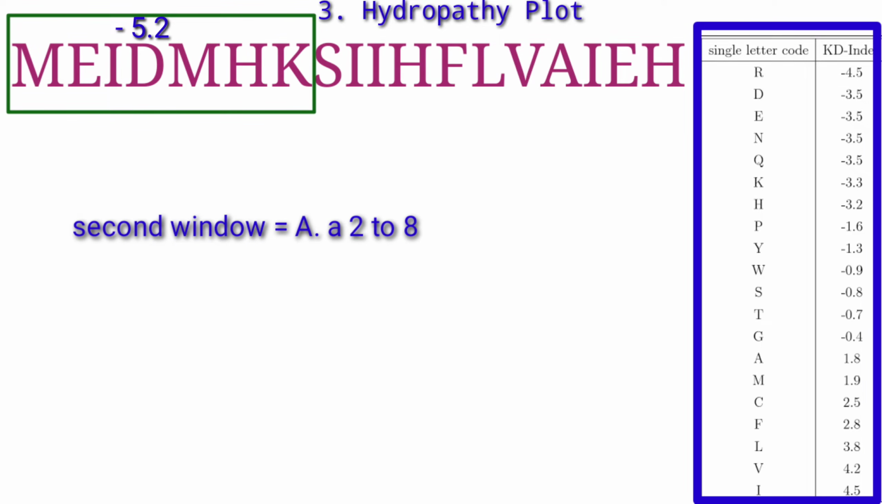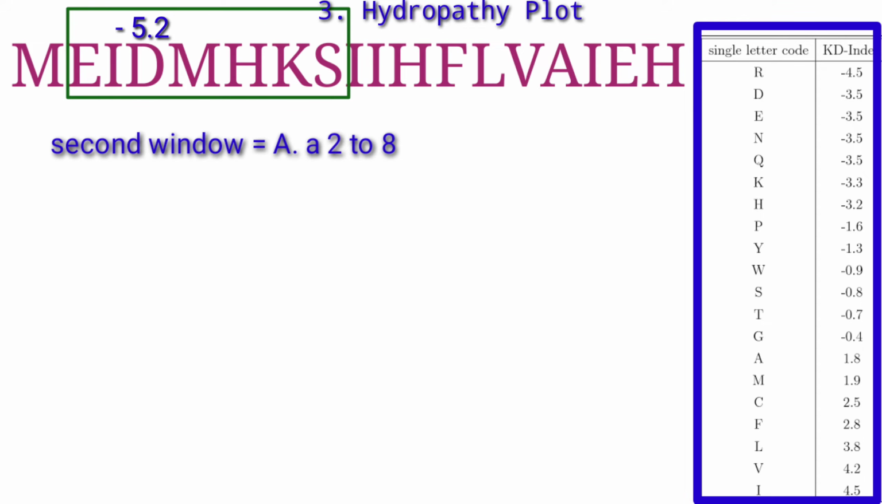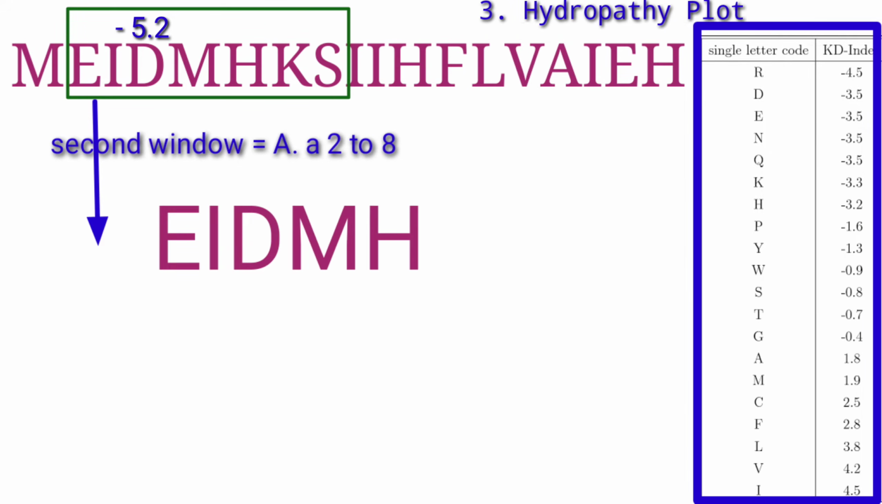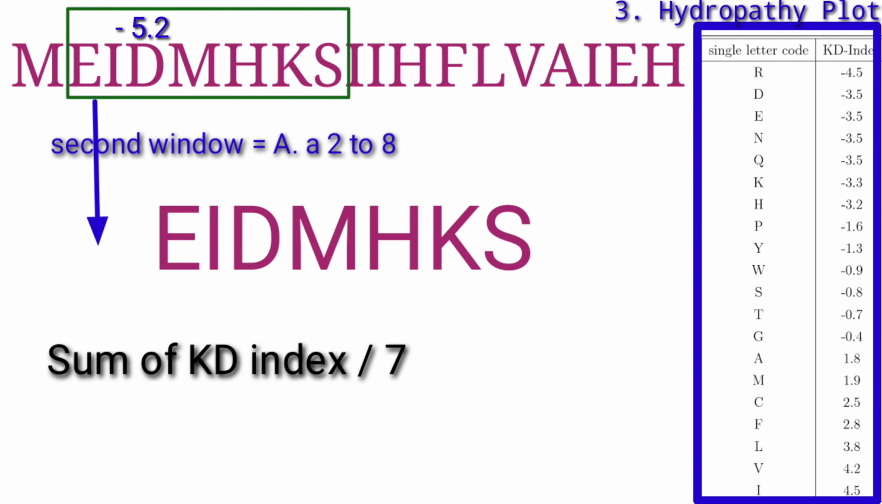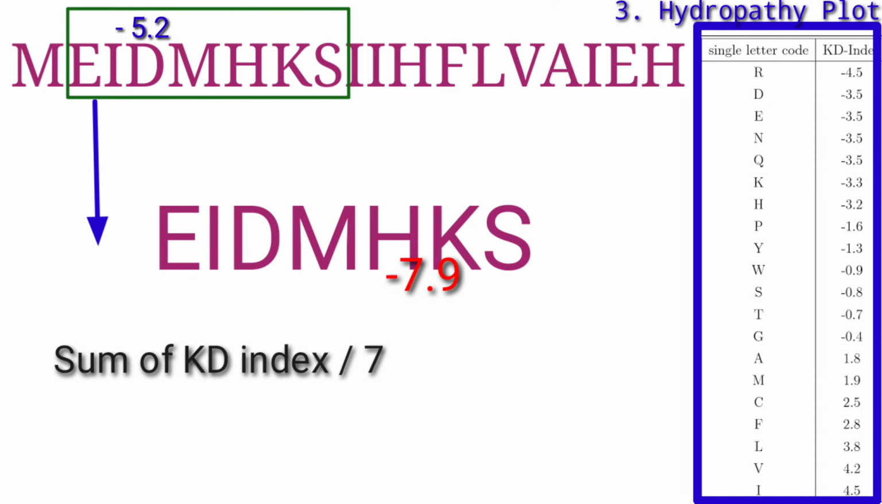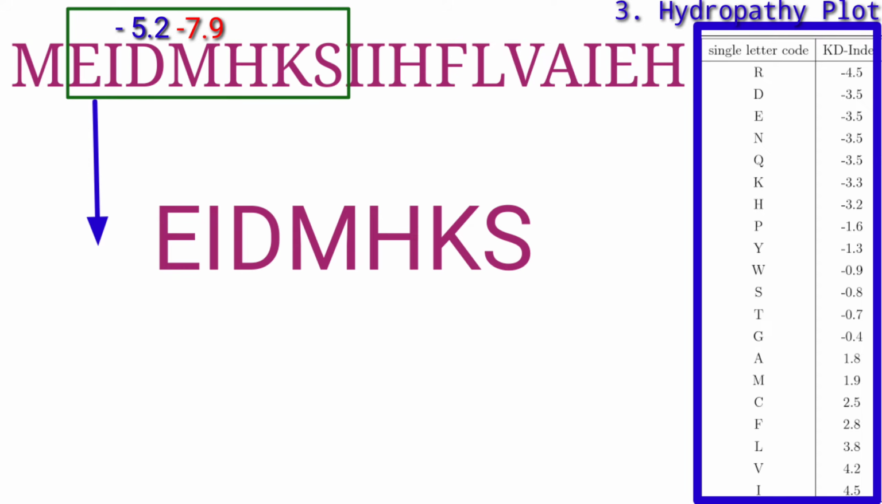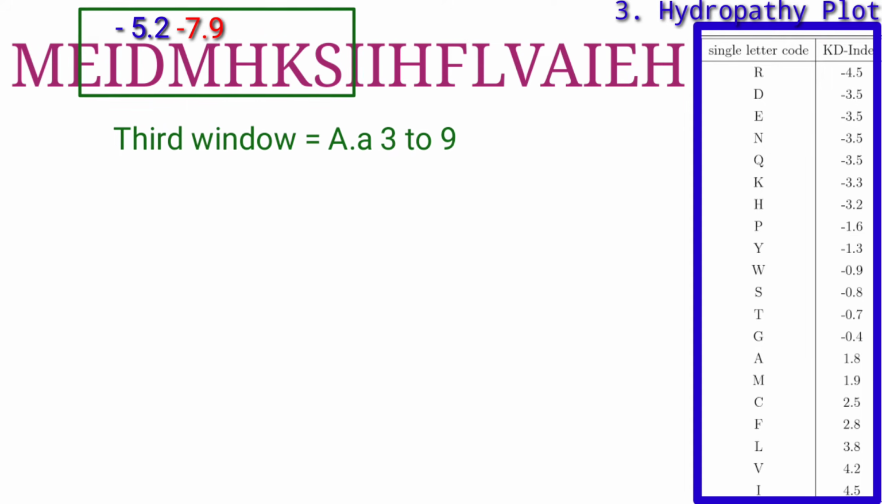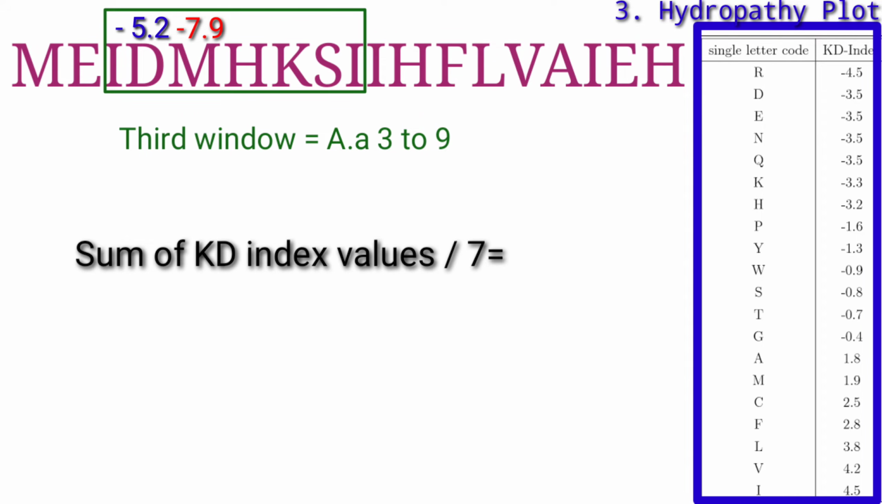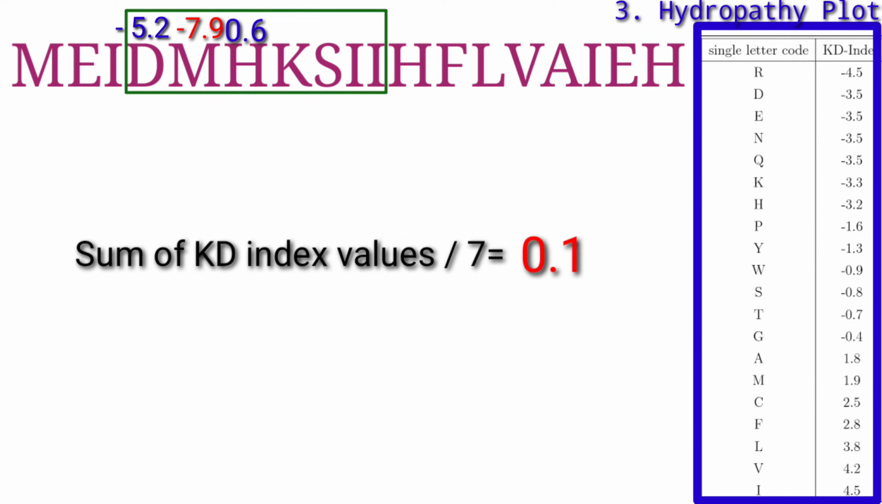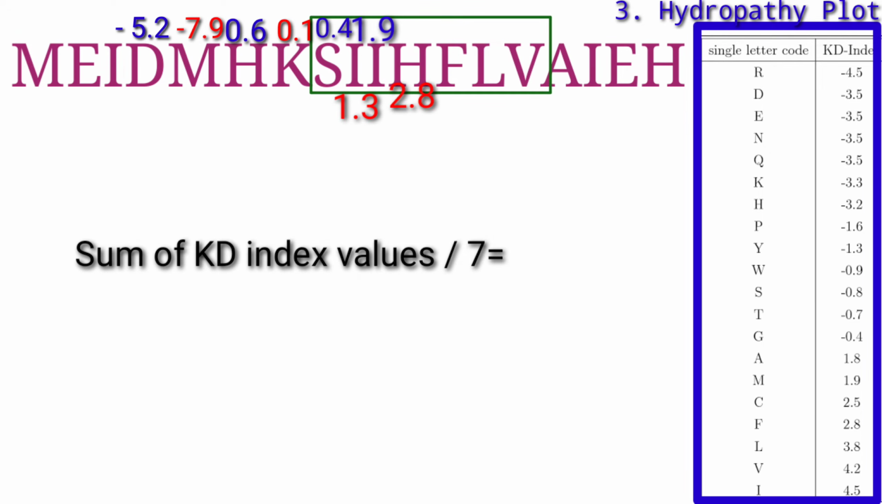Then you will have to shift your window to the next 7 amino acids, in this case from amino acid number 2 to amino acid number 8. You will follow the same procedure, where the average value will be put on amino acid number 5. Then again we slide the window from 3 to 9, and add the average hydropathy index value on amino acid number 6. So in sequence you will get hydropathy index values for amino acids 4, 5, 6, 7, 8 and beyond.